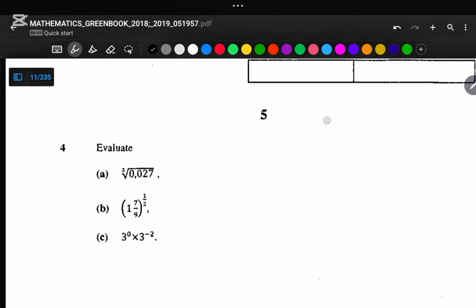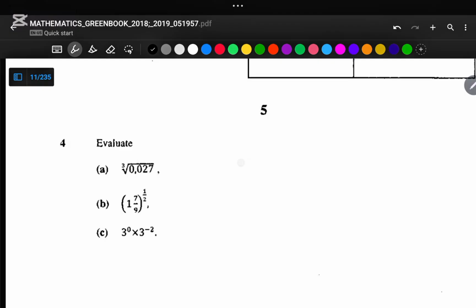Okay, and let us move on to number 4. Number 4 says evaluate the cube root of 0.027. So we are having a cube root of 0.027. 0.027 is equal to 27 over 1000.